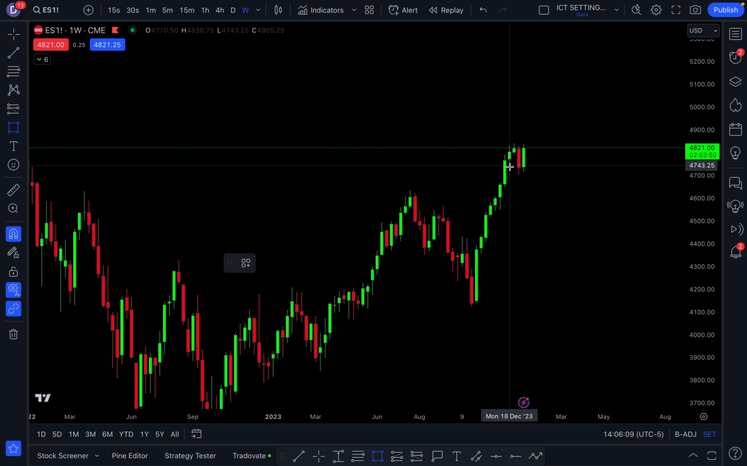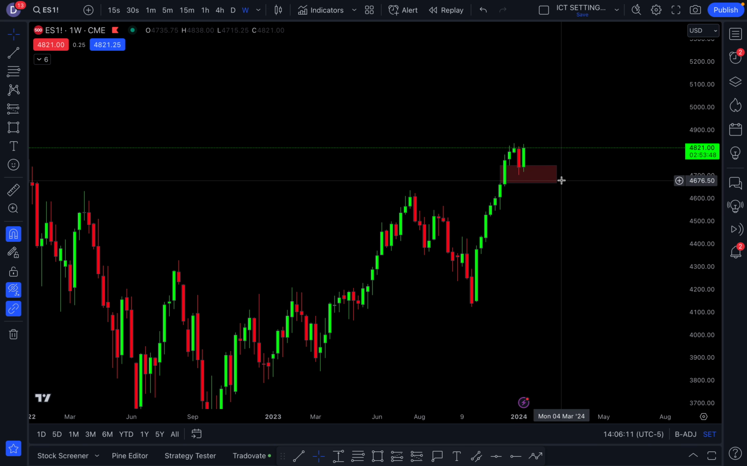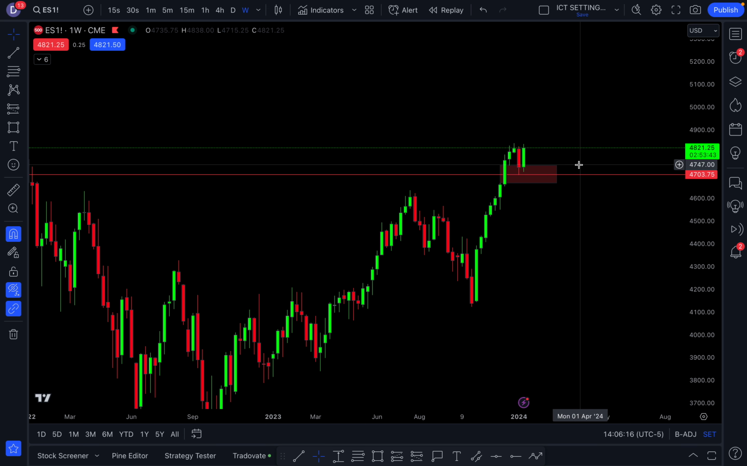We'll probably come back to here, right? Maybe even the midpoint of this FVG, so somewhere like this. You can see it to the tick. It's not random.